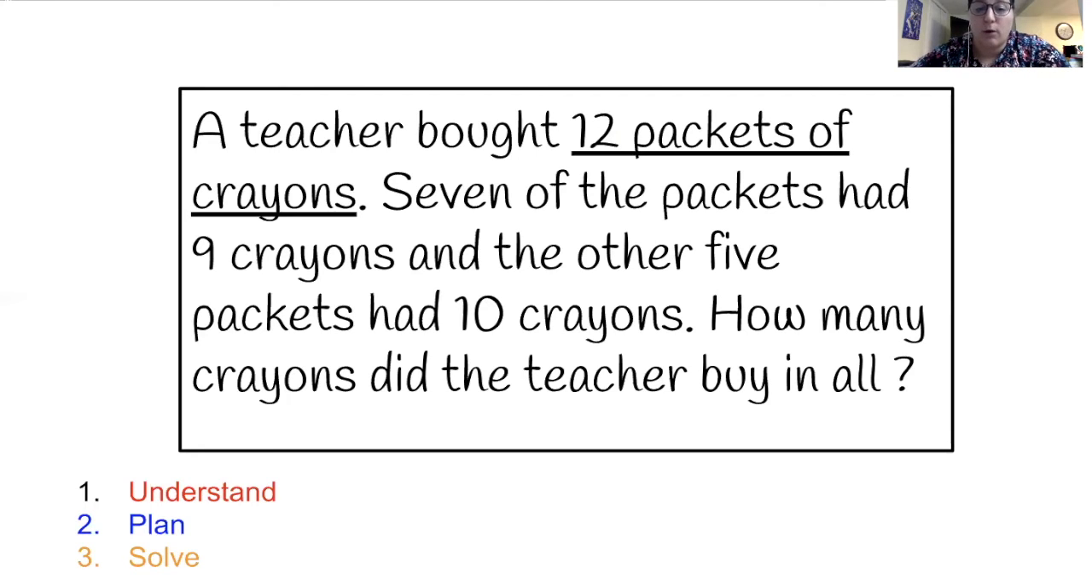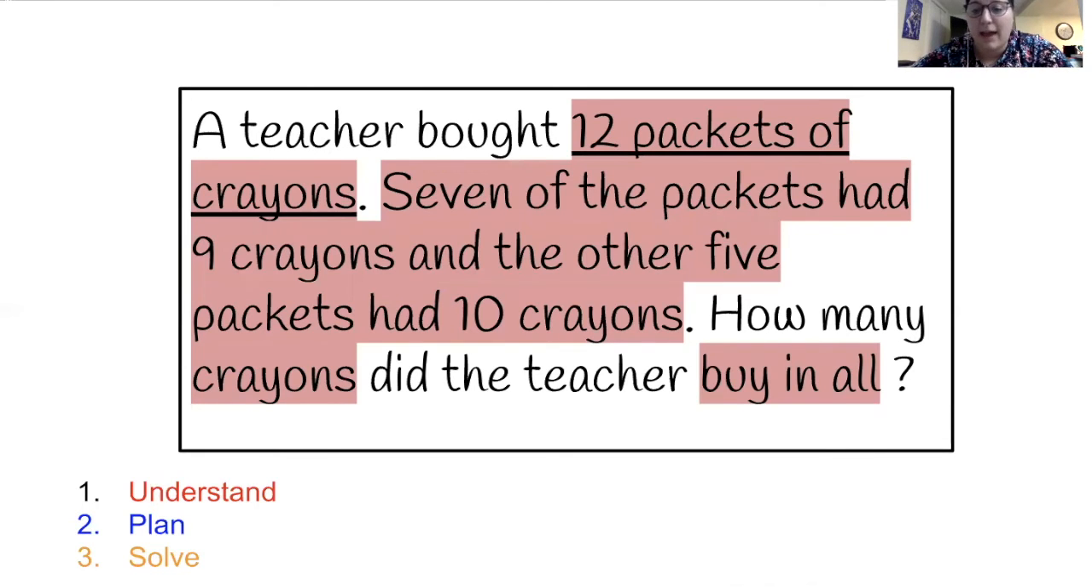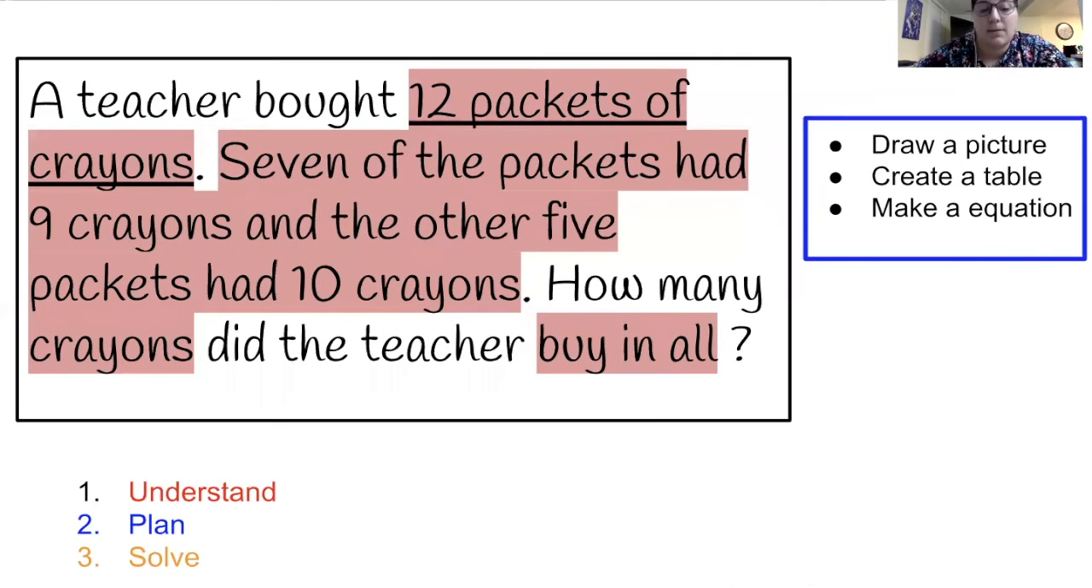I'm solving for the total of the crayons, and all those numbers are already my known information. So all of that is step 1, understanding that there are 12 packs, 7 of them have 9, 5 of them have 10, and then I'm getting how many were bought in all. The second piece is plan.